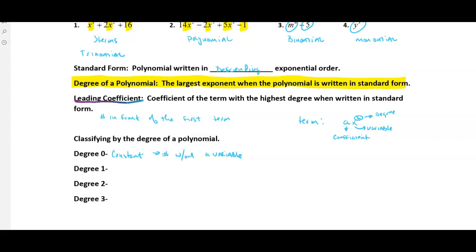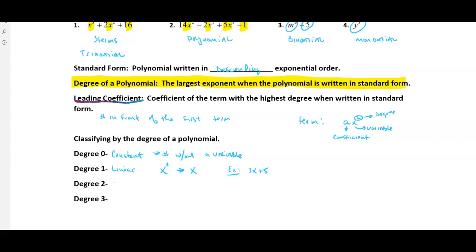Degree 1, all right, we call this linear. When we talk about degree 1, your variable expression is technically raised to the first power, but a lot of times you'll just see the variable with no exponent. So an example of a degree 1 polynomial would be 3x plus 5. If I look at this, that x term being the highest exponent would mean it's linear.